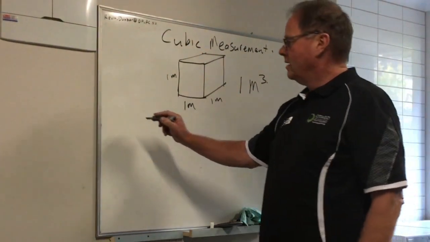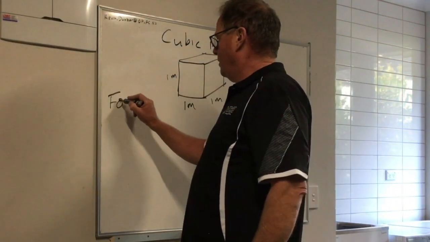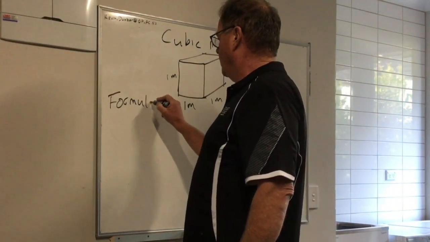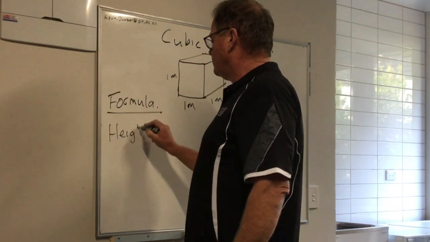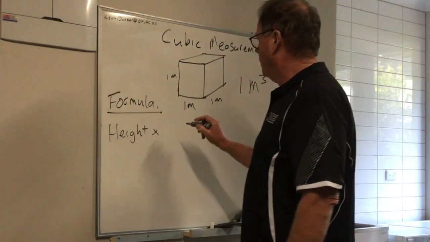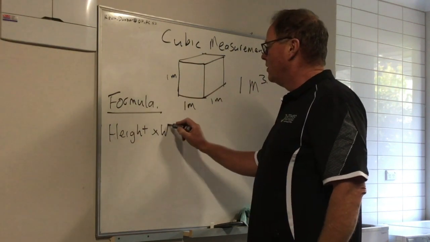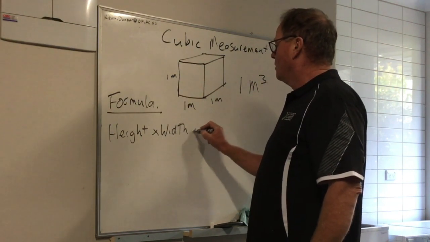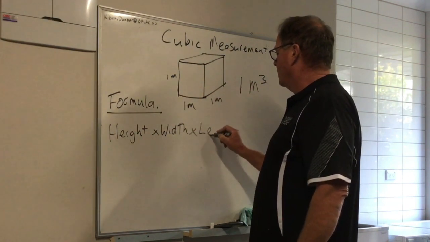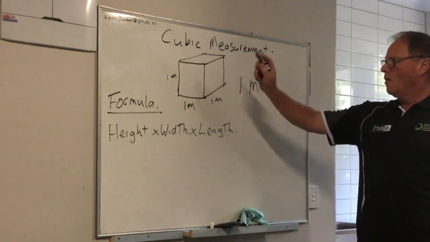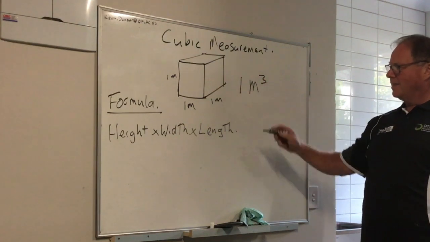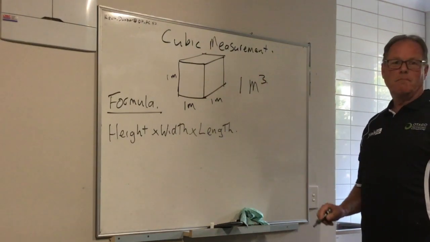Here's the formula. It's going to have a height multiplied by the width multiplied by the length. Alright, so height by width by length, 3 dimensions, metres cubed.